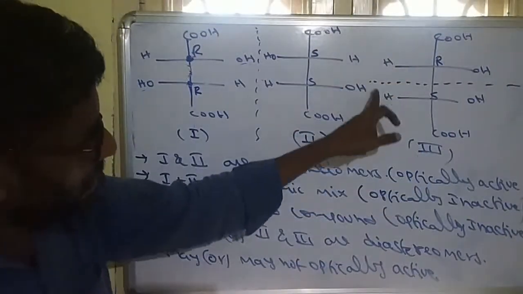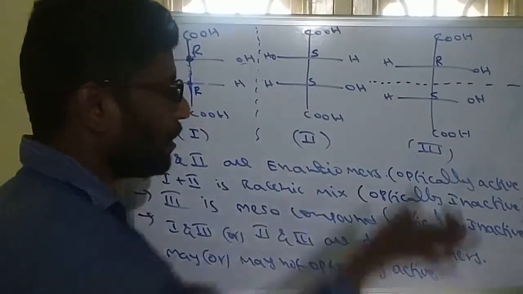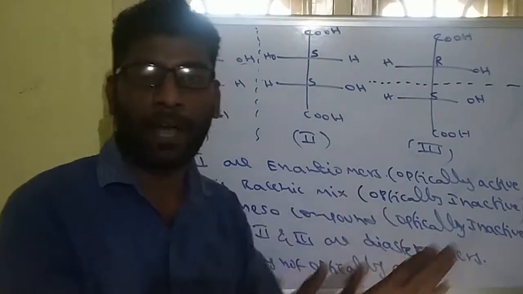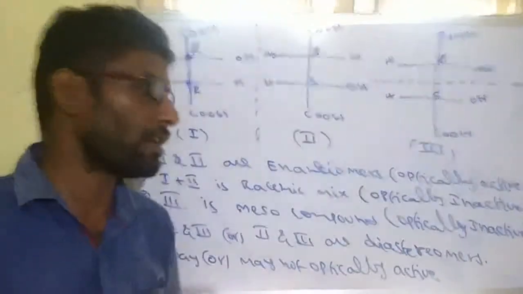Any mirror image is there in between these three? So this is OH, this is H. No mirror image. So non-mirror image compounds are called diastereomers. So the diastereomers definition, these are non-mirror images. That means there is no relationship.